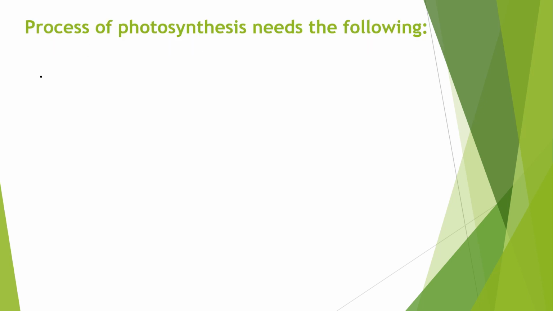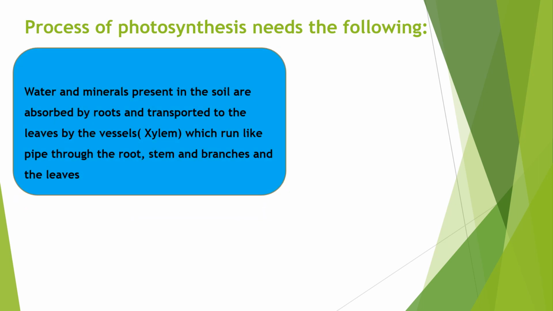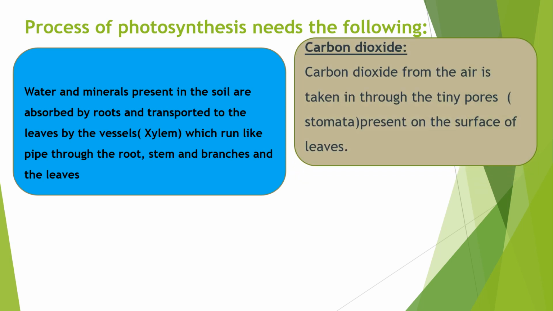Now, in this process, the raw material that is required comes essentially from the surroundings of the plant itself. The first raw material, that is water, along with minerals, are present in the soil. This water is absorbed by roots and transferred to the leaves by the vessels. These vessels are called xylem. The vessels run like pipes through the roots, stems and branches and reach the leaf.